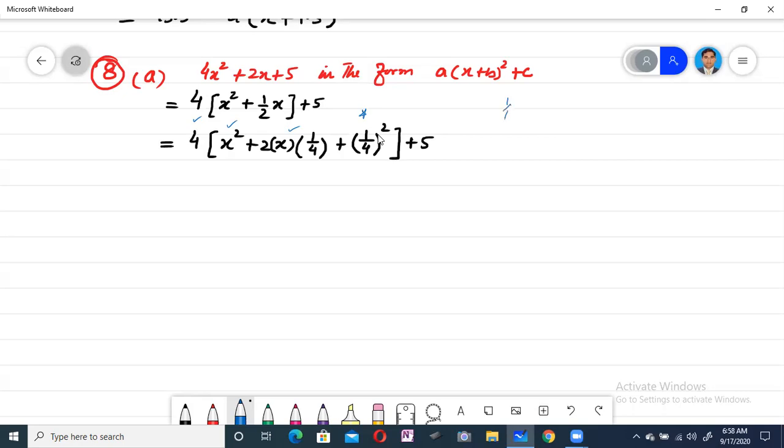1 square is 1, 4 square is 16, and this 4 also multiplying with this one. It means here 4 also multiplying. This 4 cancels with 16, it will be 1 by 4. This will be 1 by 4. It means here 1 by 4 extra we added, then we have to subtract that one also.